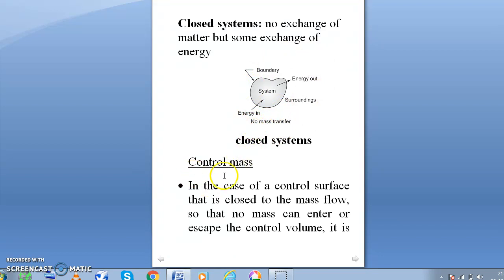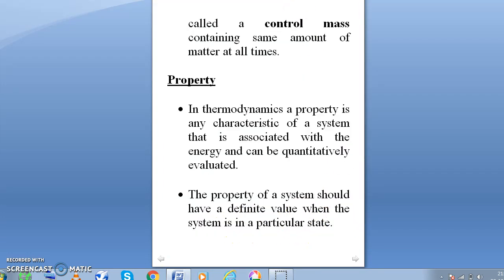Closed system is also called a controlled mass system. In the case of a control surface that is closed to the mass flow, so that no mass can enter or escape the control volume, it is called a controlled mass, containing the same amount of matter at all times.